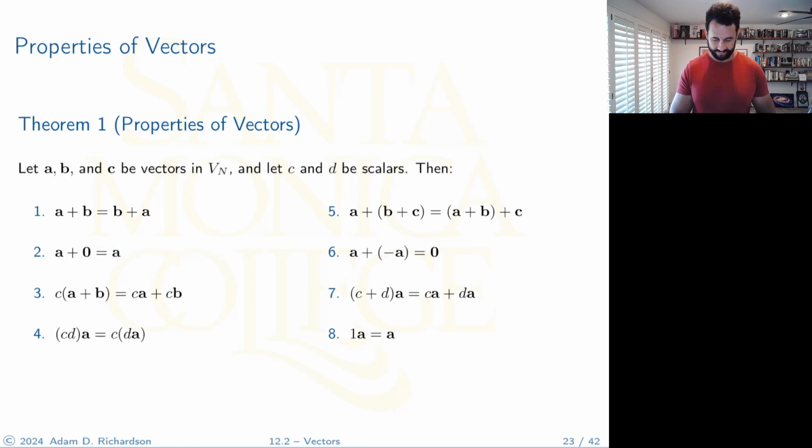The distributive property with scalar multiplication. If you want to multiply a sum of vectors by a scalar, the scalar distributes to the terms, cA, cB. There's also associativity of scalar multiplication. So if I multiply two scalars by a vector A, I'm allowed to do that in a different order.